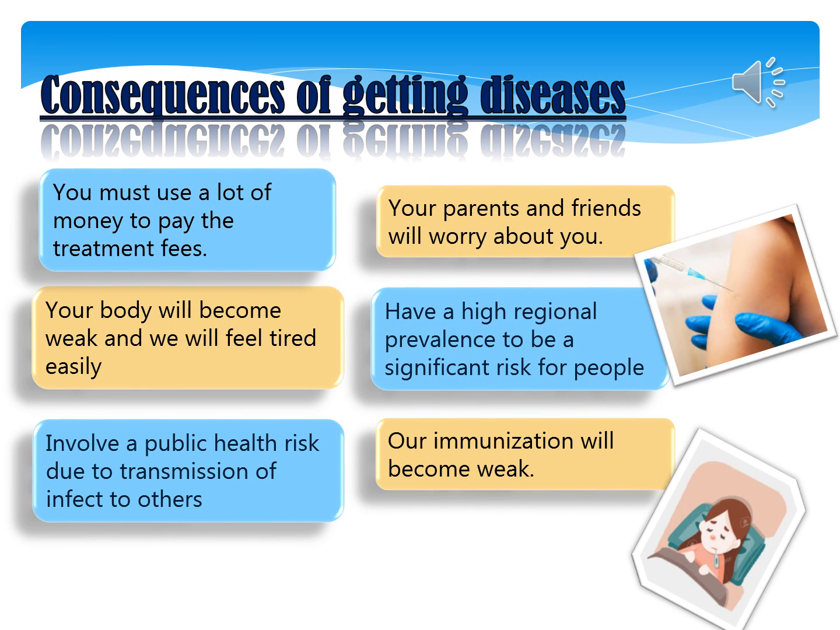There are many consequences after we get disease. First, we have to pay a lot for treatment fees. Second, our body will become weak physically and mentally. Third, a public health risk may happen due to transmission of infection to others. Fourth, people who care for us will be worried about us. Fifth, a high regional prevalence is a significant risk for people. Sixth, immunization will become weak.